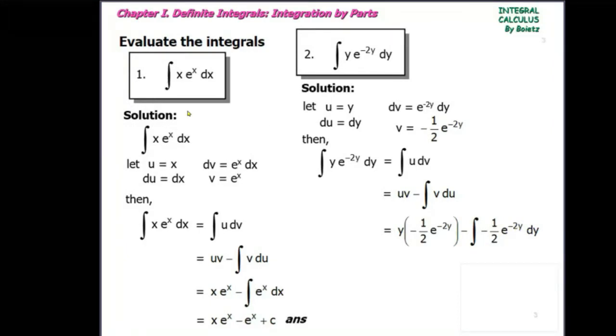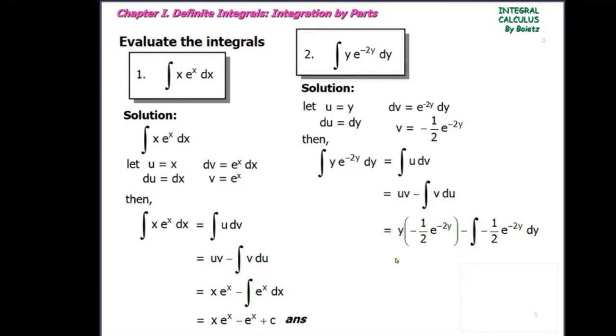So, ganun din kasi yung method ng integration by parts. Ang ginagawa niya, sineseparate niya yung dalawang klase ng function, para pagdating sa integral, isang function na lang. Okay? Wala naman kasi tayong integral ng dalawang klaseng function. Wala tayong formula ng ganun. So, isang klase lang palagi.